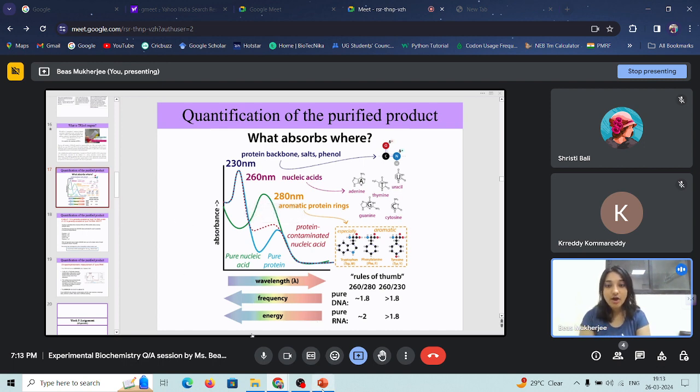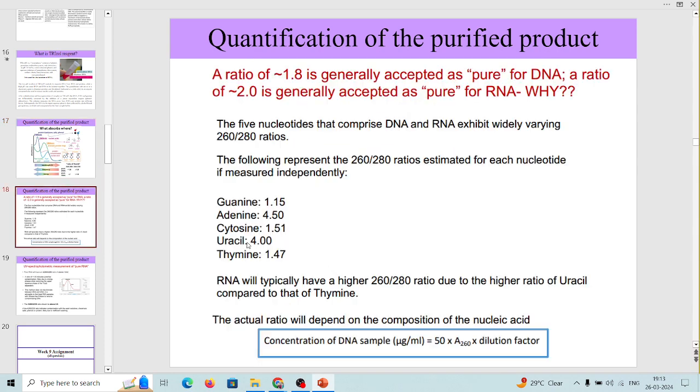Fine. So then how do we know about the concentration of our samples? For that, see, this is the formula for concentration of DNA sample in microgram per ml, which is basically equal to your dilution factor into absorbance. So what is this 50?